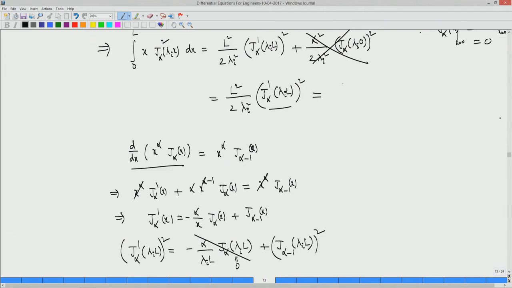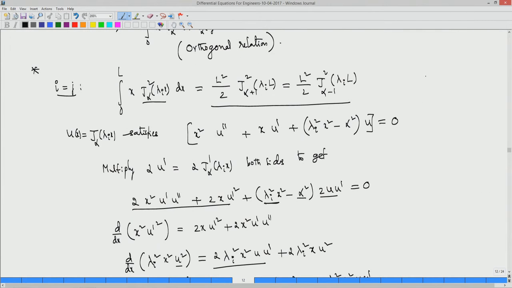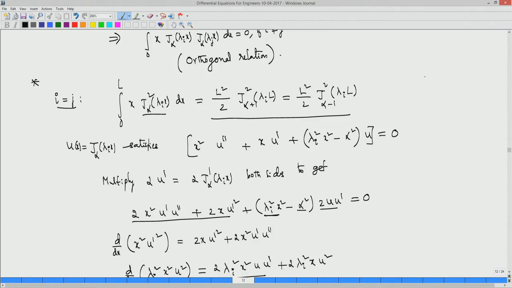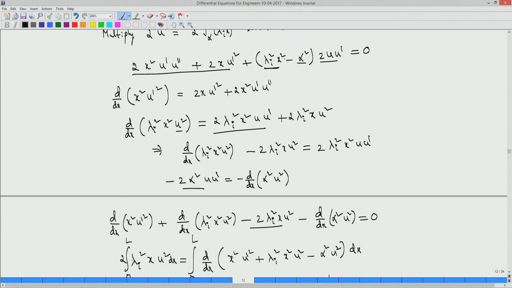So, you need this is equal to lambda square by 2 lambda I square j alpha minus 1 of lambda I L whole square. So, maybe I missed this part. So, what you have is, that is what you have, 2 lambda I square, that is also there, lambda square by 2 lambda I square. So, you have actually lambda I square is also here, that is the result. Okay. I did not make any mistake here. So, the mistake comes here.